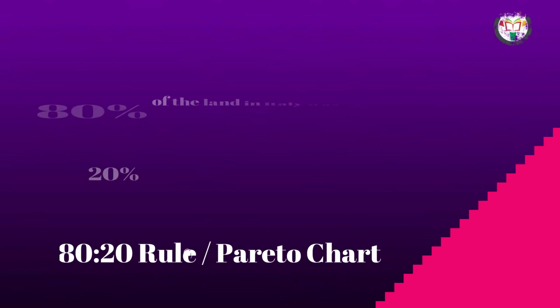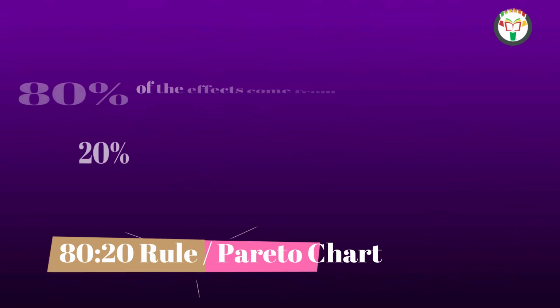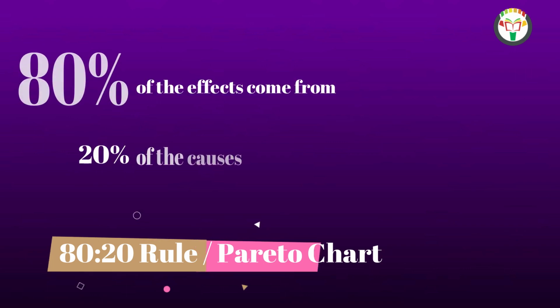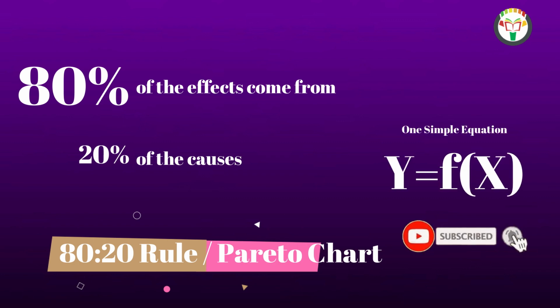80-20 rule or the Pareto principle. It was built on an observation that 80% of the land in Italy was owned by about 20% of the population. Management consultants and Six Sigma practitioners use this tool to conclude that roughly 80% of the effects come from 20% of the causes. I hope you remember that we spoke about the one simple equation, which is Y is the function of X.